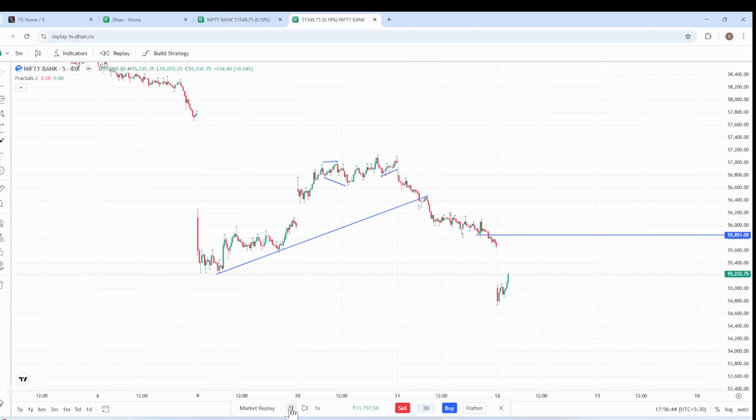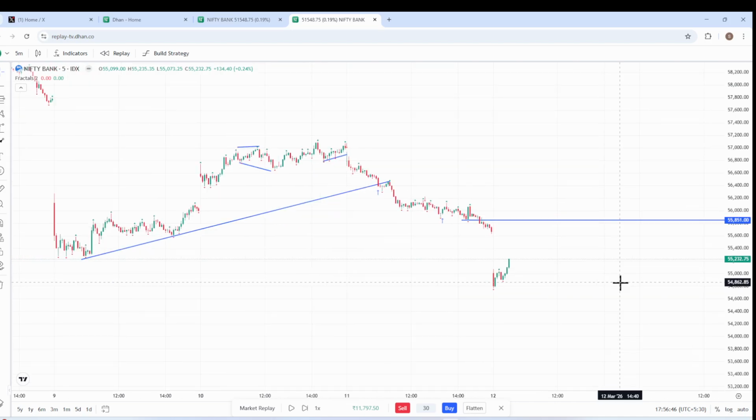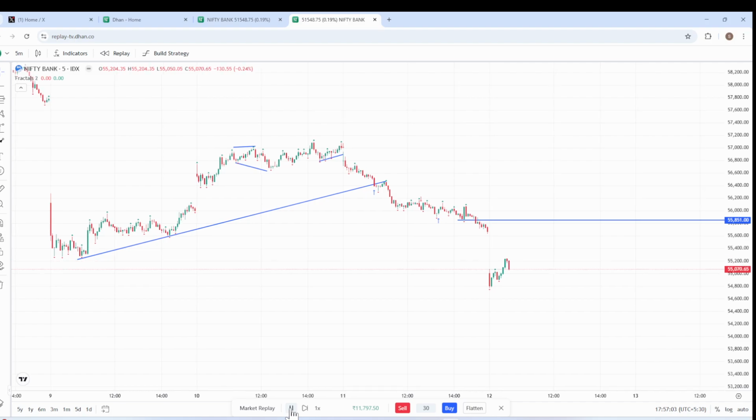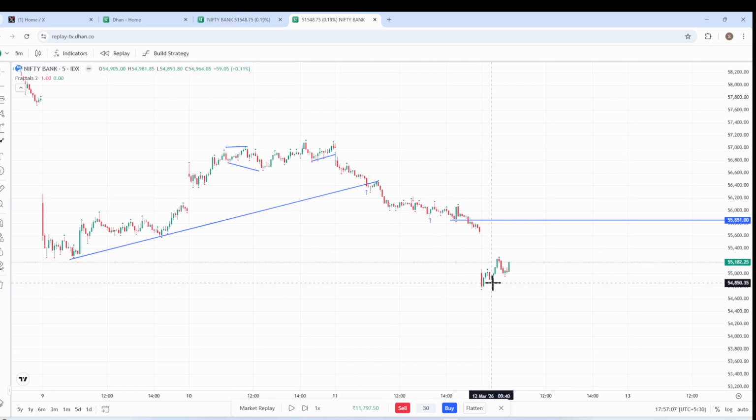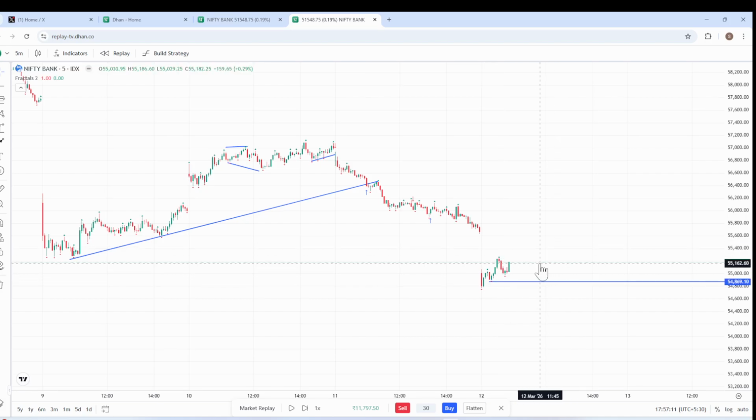When this kind of gap up takes place, the first buy setup is always when the price closes above this and the stop remains this. Can this make an N wave and then come down? Yes, it can make an N wave and come down. That is part of the risk. Yeah, it can come. So our stop remains here. Now let me give you the clear picture. Our stop remains here.